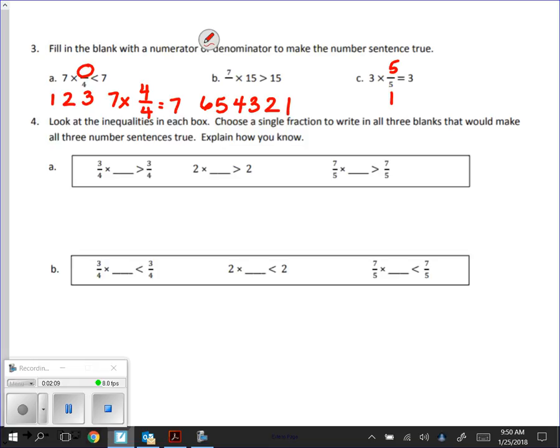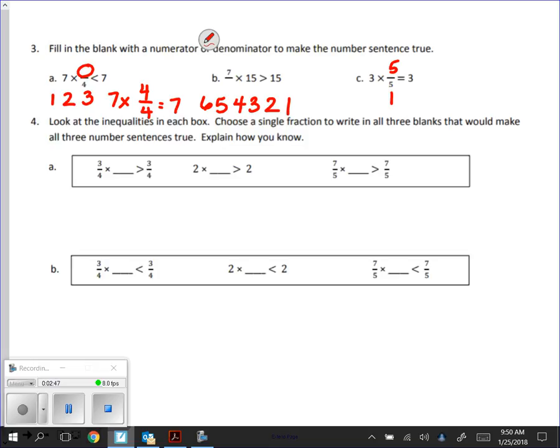So in here, to look at the inequalities, choose a single fraction to write in all 3 blanks that would make all 3 number sentences true, and then explain how you know. 3/4 times something to be greater than 3/4. So this is my first factor. This isn't my scaling factor. You need to put in a scaling factor. They put it in a different order. So these are the numbers that I'm comparing. You need to put in a scaling factor.